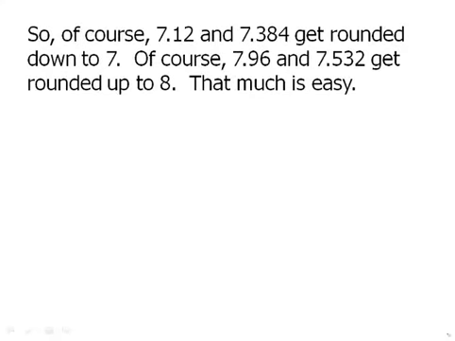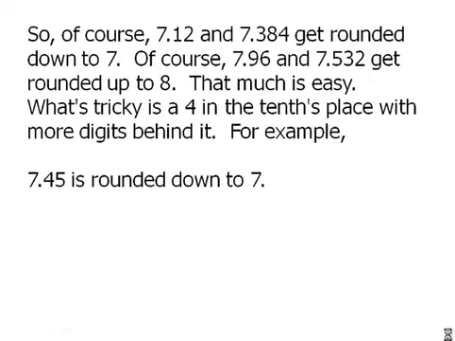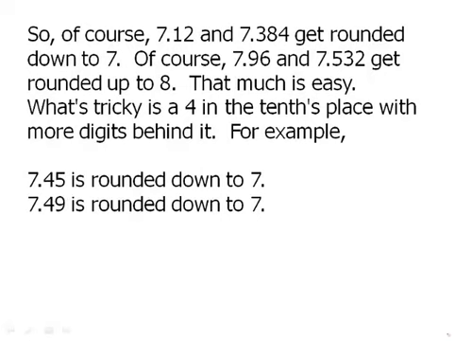Well, here's what I mean by that. So, of course, most people are pretty clear in the fact that numbers like 7.12 or 7.384, those get rounded down. And, of course, 7.96 or 7.532, those get rounded up to 8. Most people get that. But where it gets tricky is when we have a 4 in the tenths place with more digits behind it. So, for example, 7.45, that has a 4 in the tenths place, so that gets rounded down to 7. 7.49 gets rounded down to 7.